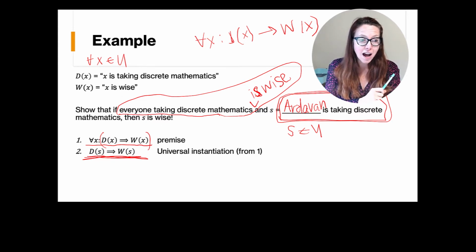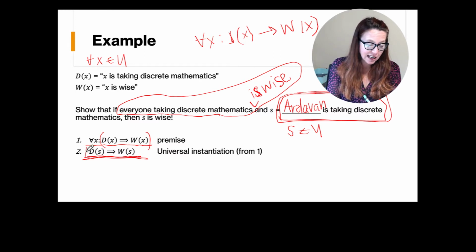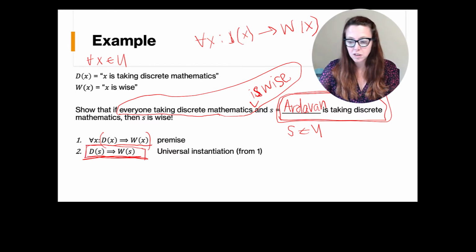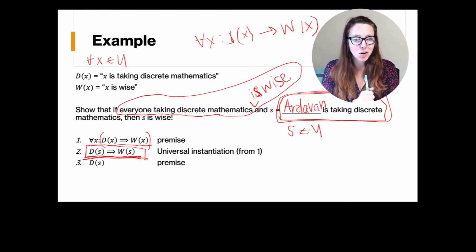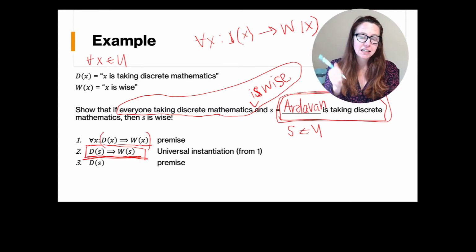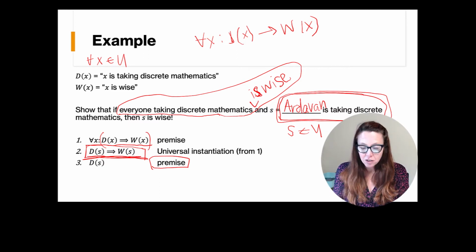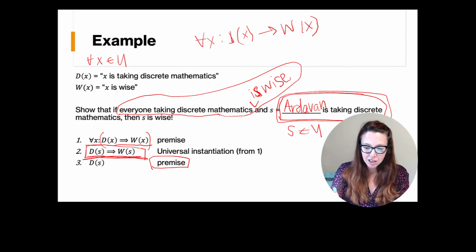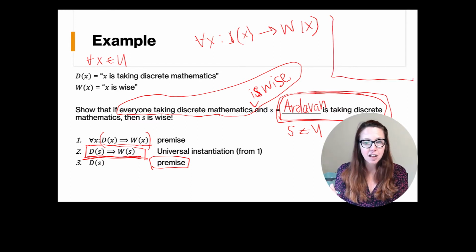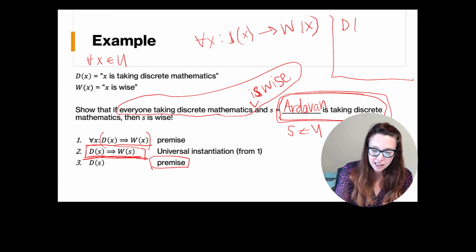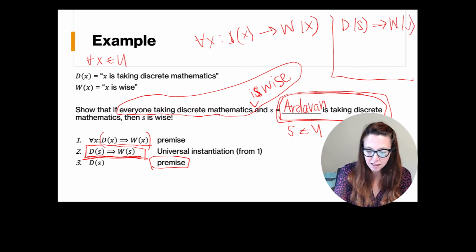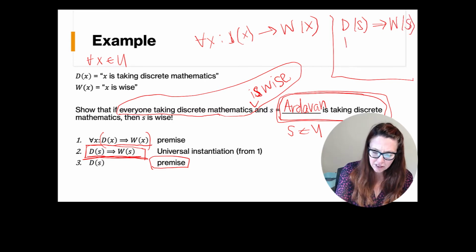That doesn't prove that he's wise. What it proves is that this implication holds. But then we have one more piece. We also know that one of our premises is that Artavan is taking our course. So D(S) is our premise. So what does that look like? And you're going to have to think for a second, because now we're outside, there's nothing quantifying. But if I have D(S) implies W(S), I think my pen is dying on me.